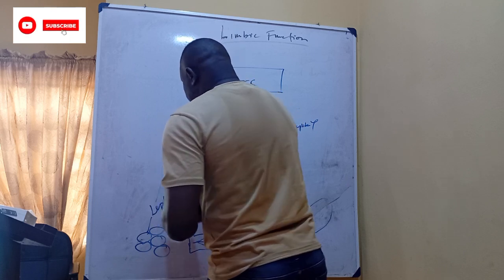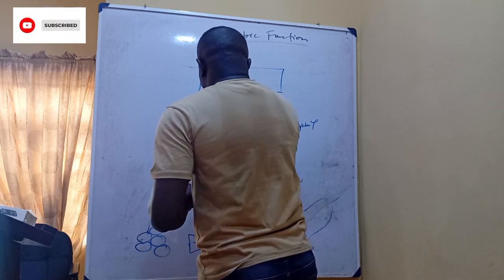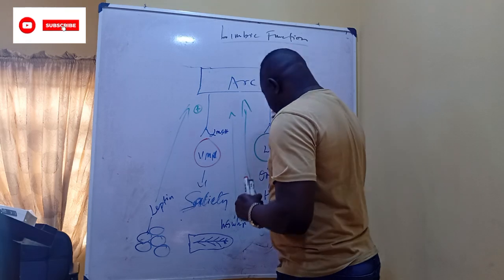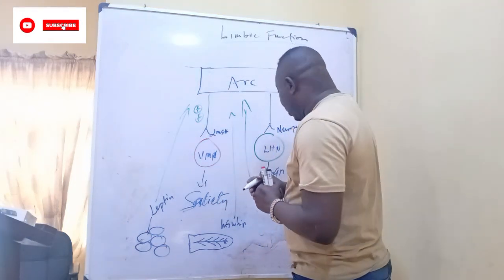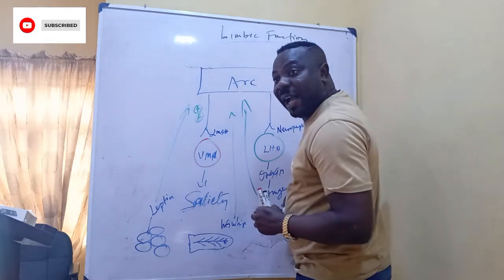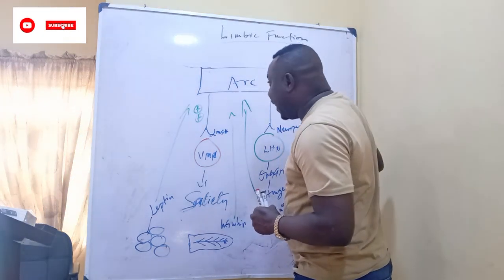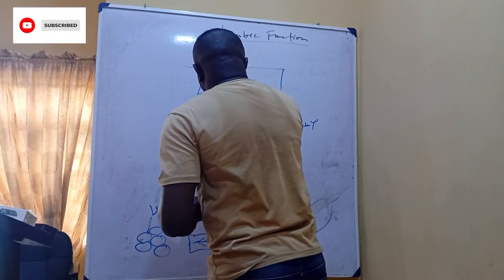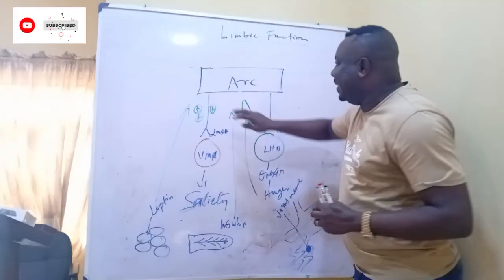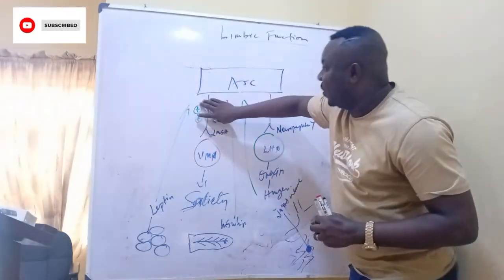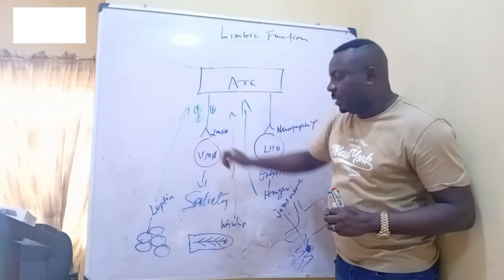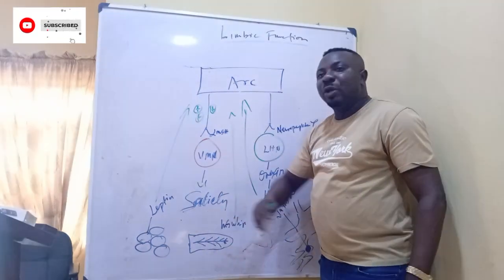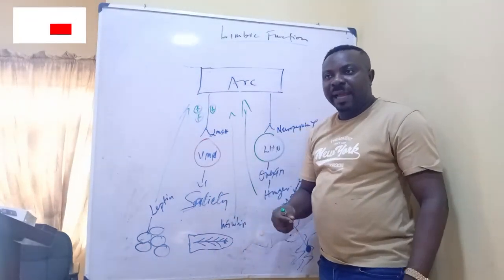Leptin results in the stimulation of the ventromedial nucleus. Insulin results in the stimulation of the ventromedial nucleus. Vagus stimulation results in the stimulation of the ventromedial nucleus. And when that happens, stimulation of the ventromedial nucleus will result in satiety, fullness.